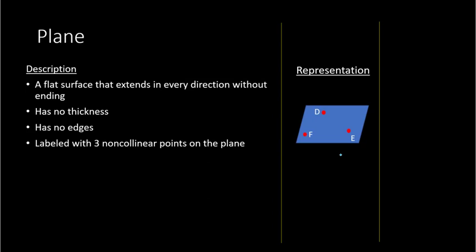And so to represent this, we can call this plane DEF. We just use the 3 letters on the plane, but the order does not matter. We could call it plane EDF or FED or anything like that. So all we need is 3 points on the plane to be able to label or name that plane.